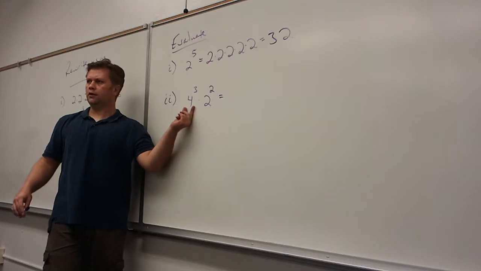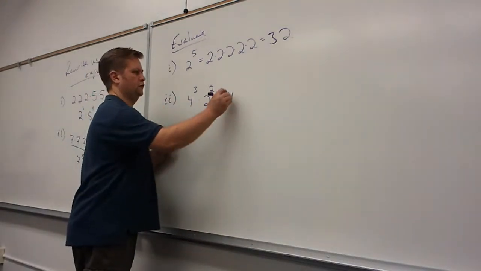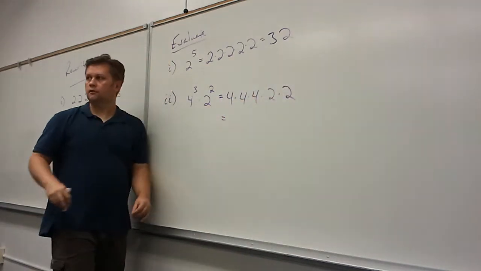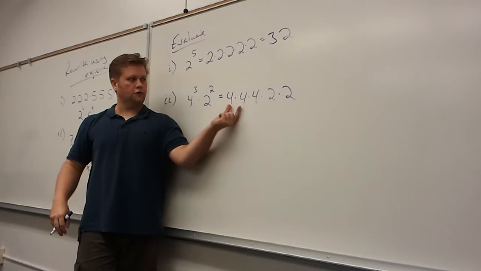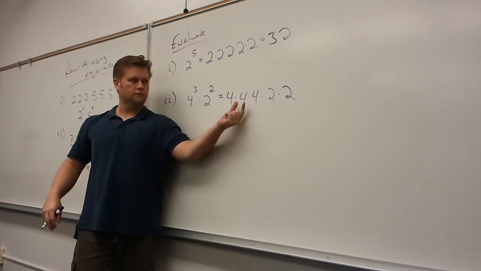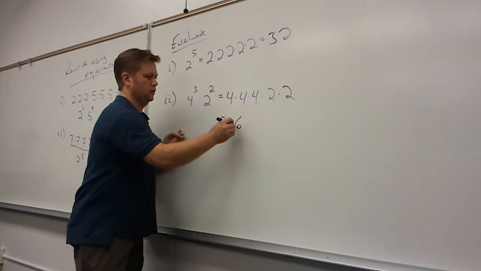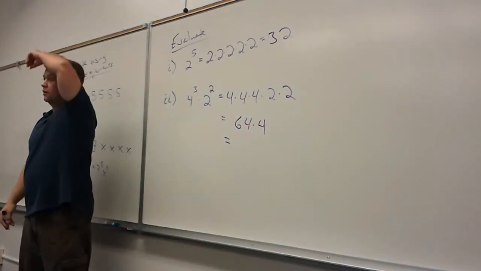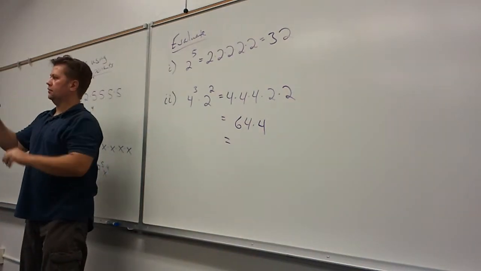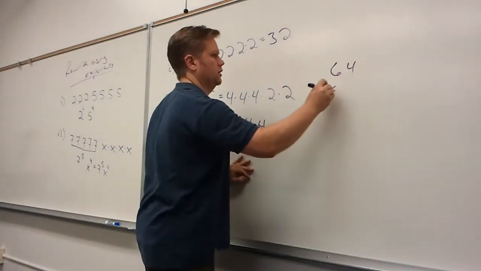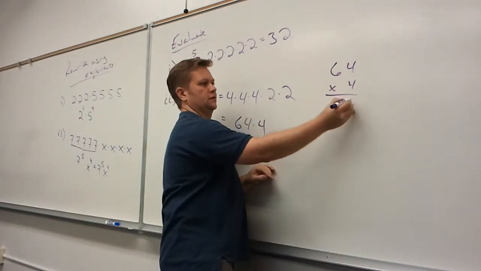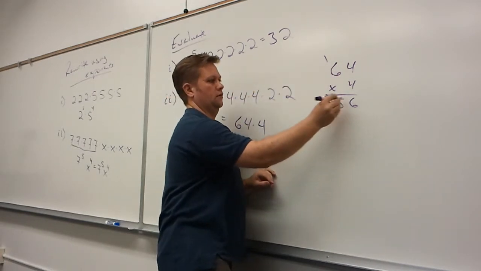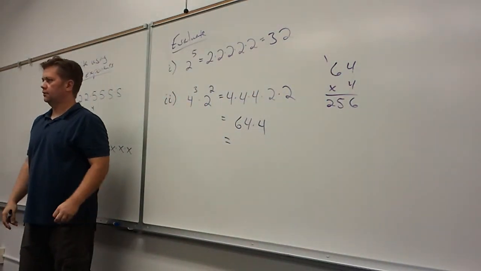So what's 4 cubed mean? 4 times 4 times 4. Yeah, 4, 4, 4 times 2 times 2. I love it. 4 times 4 is 16. Times another 4 is 64. Times another 4. Cool. Then you can do 64 times 4. 4 times 4 is 16. 4 and 6, 24 plus 1. 25. Good. So 256. I like it.